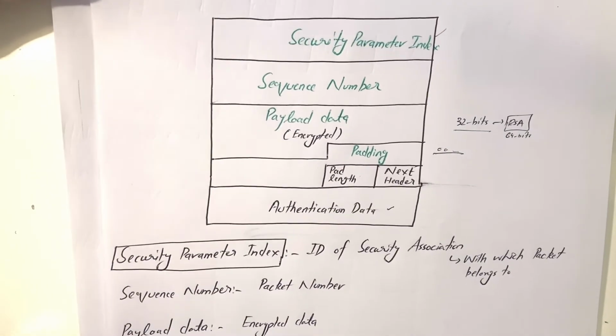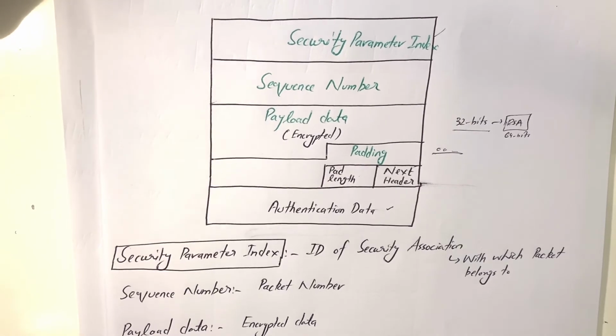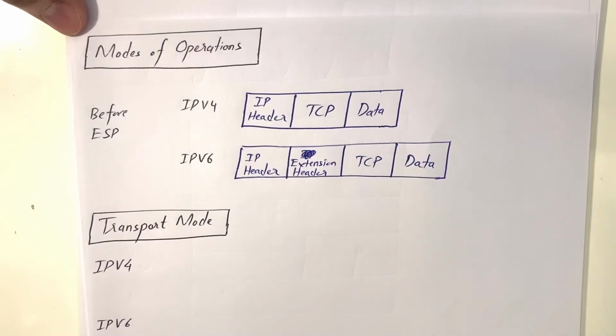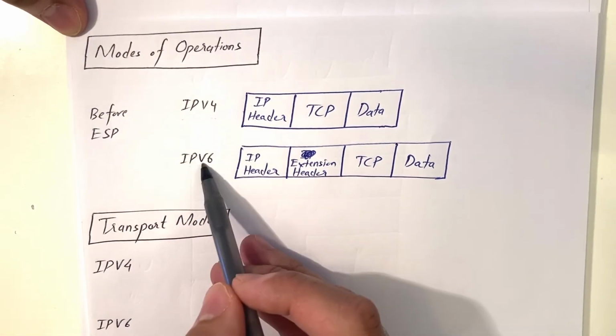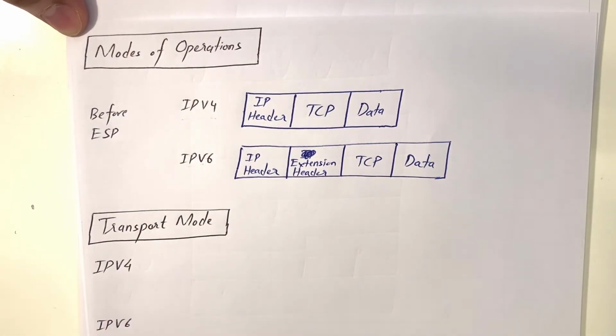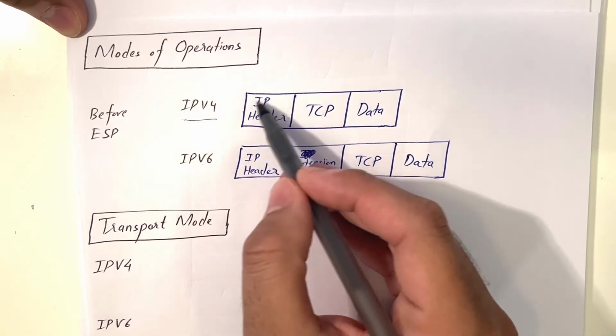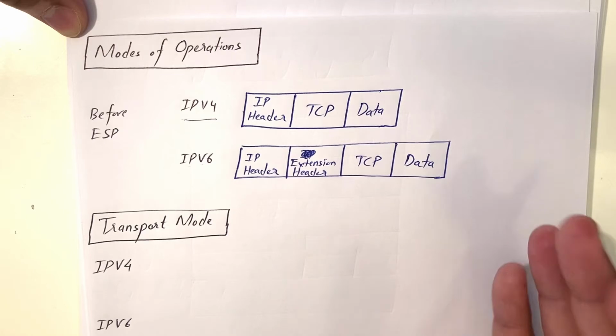Now let's see the different modes of operation, again tunnel mode and transport mode. This is basically over two packets, IPv4 and IPv6, without ESP. So before ESP, how will the packet look? Let's say an IPv4 packet having the IP header, TCP header, and the data.